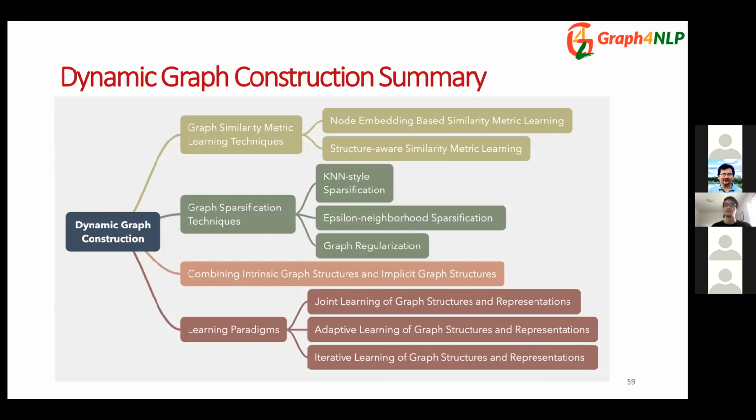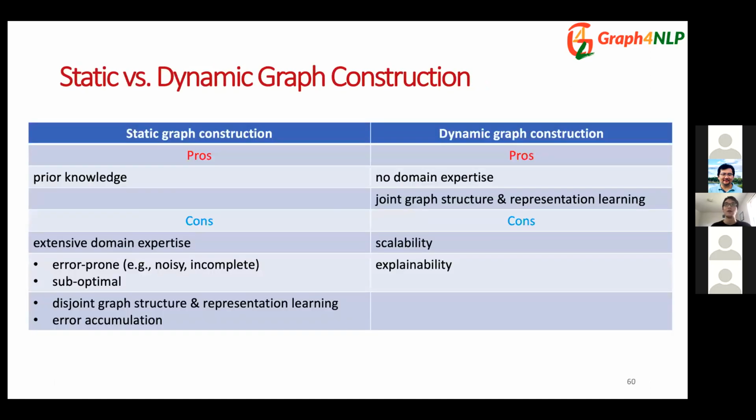So far, we have introduced various dynamic graph construction techniques, including graph similarity metric learning, graph sparsification, how to combine intrinsic and implicit graph structures, and also various learning paradigms. So one might ask, how is static graph construction compared with dynamic graph construction in the NLP field? Which one is better? So let's first talk about the static graph construction.